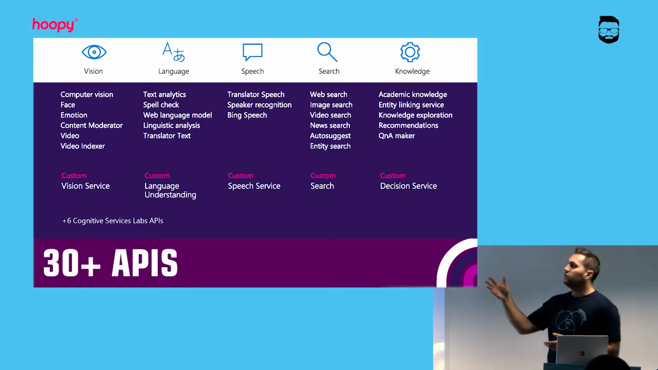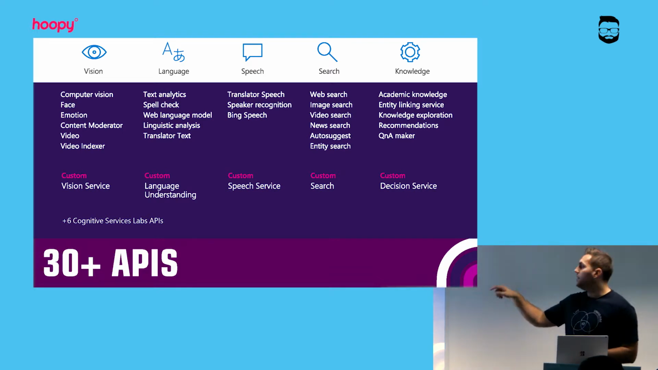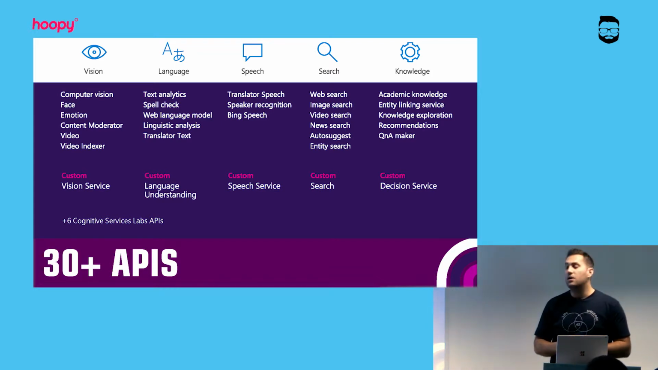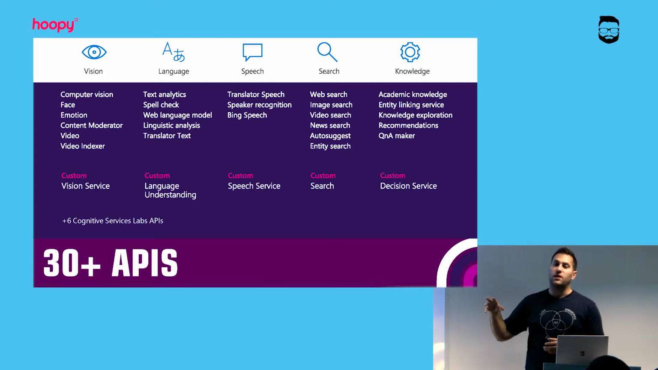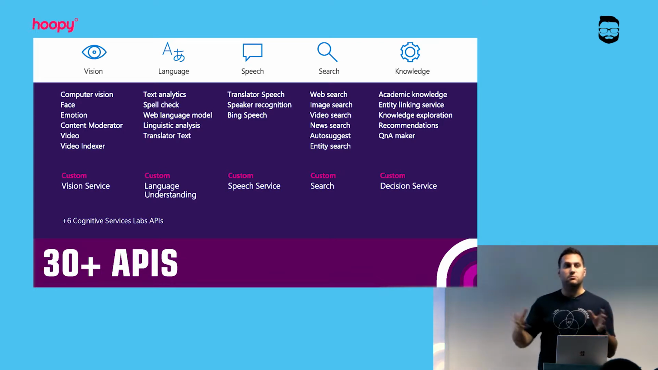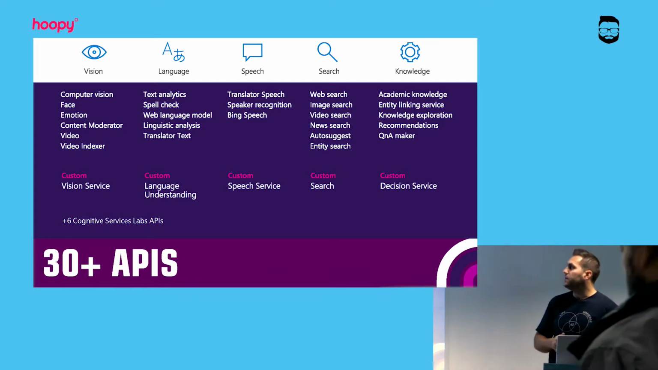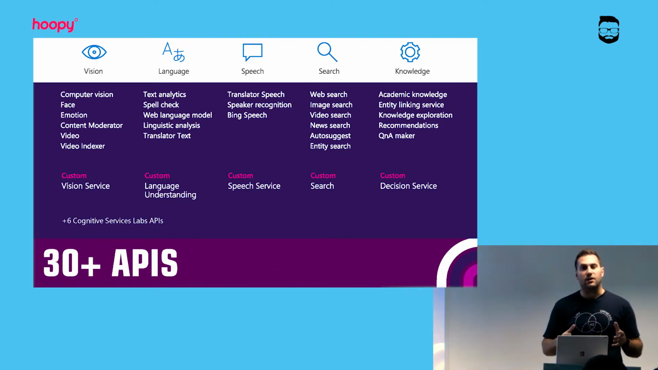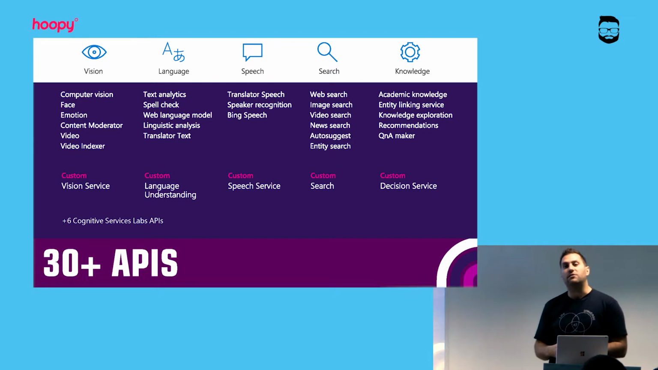Video, there's just a ton of them, and each one of these APIs has maybe 5 or 6 different things that it does as well. So you've just got a massive ton of capability around bringing these machine learning smarts into your application. The language ones are all about understanding language and text. So text analytics does things like sentiment analysis, key phrase extraction, topic detection in a piece of text.